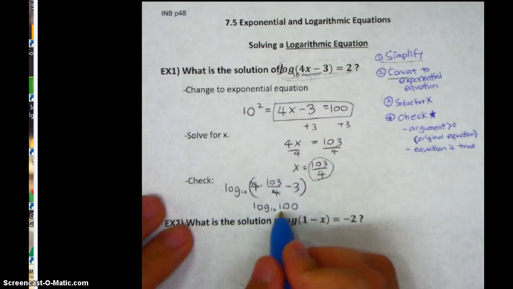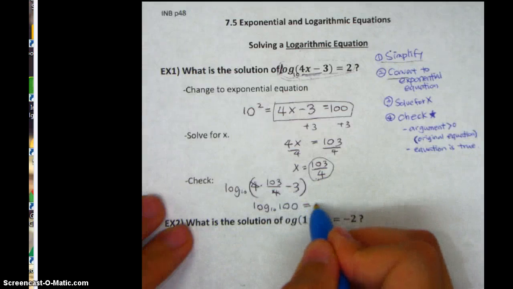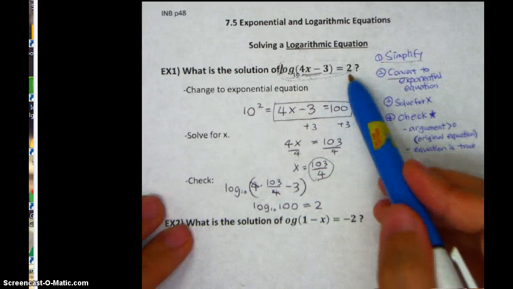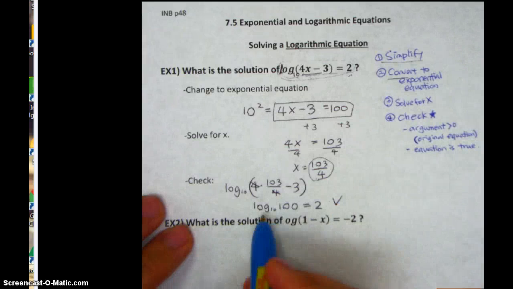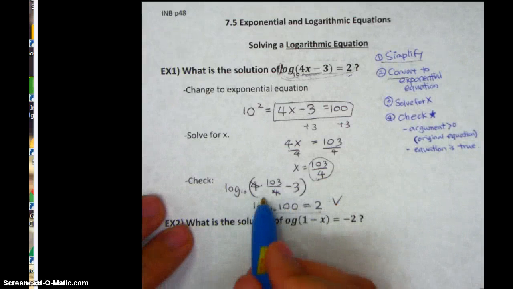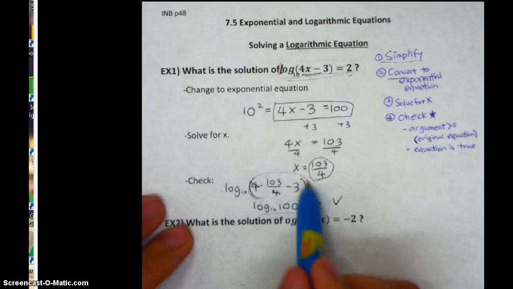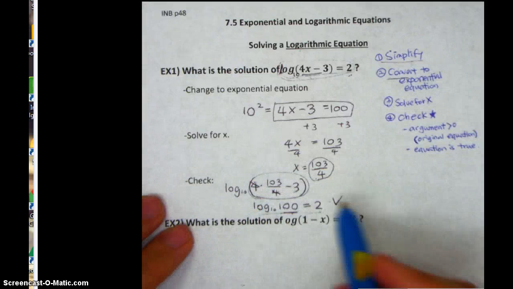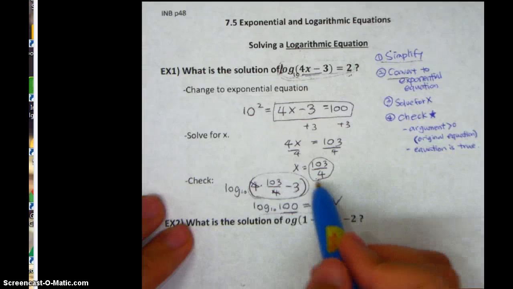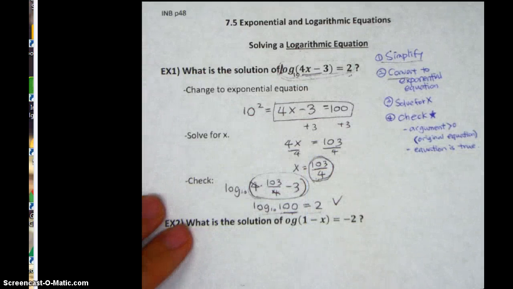10 to the second power equals 100, so the value will be 2, which is exactly what the right side is. So we know this equation is true, and when we plug in this number, the argument turns out to be a positive number, which is 100. So there's no problem with this solution. So that's our final answer.